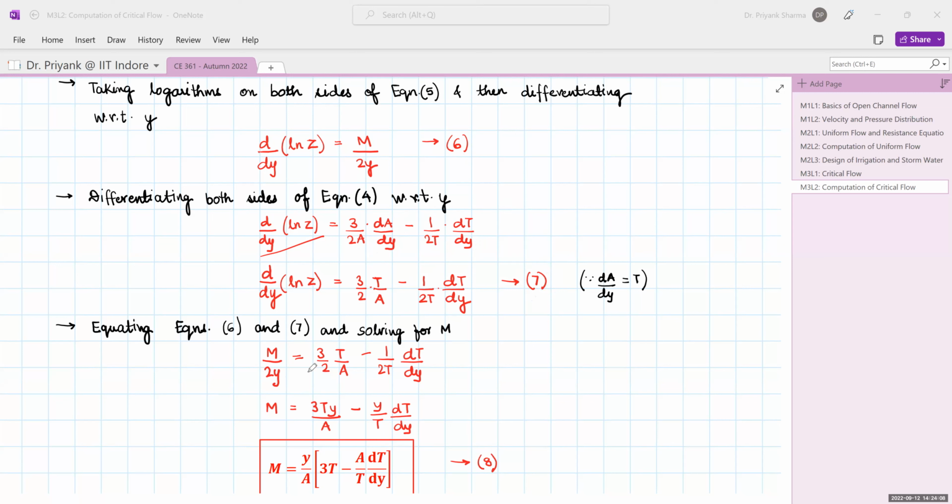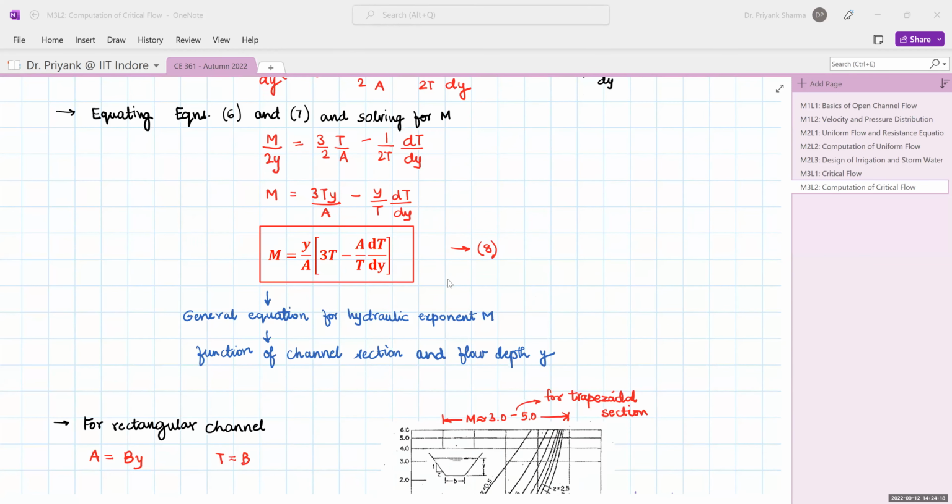So let us compare equation 6 and 7, because their LHS are the same. You get m upon 2y equal to the RHS of equation 7, and on further simplification you arrive at m equal to y upon A into (3T minus A/T dT/dy). So this is a general equation for the hydraulic exponent m for the critical flow computation. We can see it is a function of the channel section, because area and top width are again functions of your flow depth. So it is not dependent upon discharge or any other parameter.